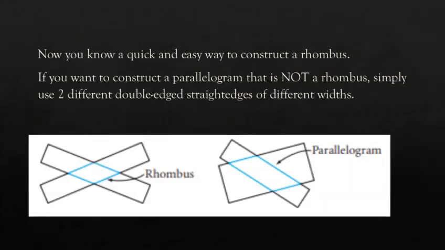If you want to construct a parallelogram that is not a rhombus, you would simply use 2 different double-edged straight edges where they have different widths, maybe a skinny ruler and a fatter ruler, or maybe even a ruler and a note card.